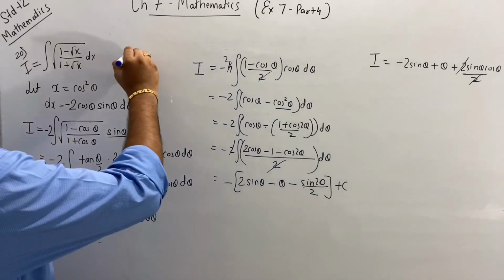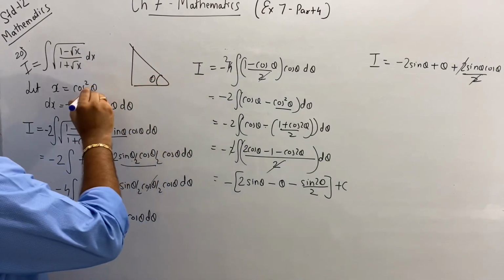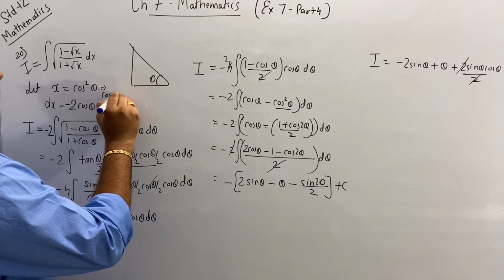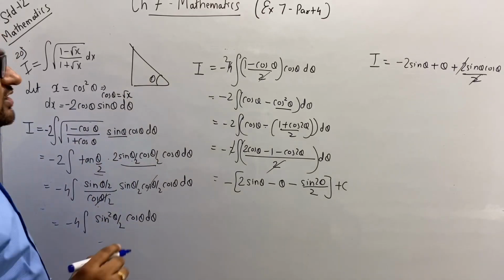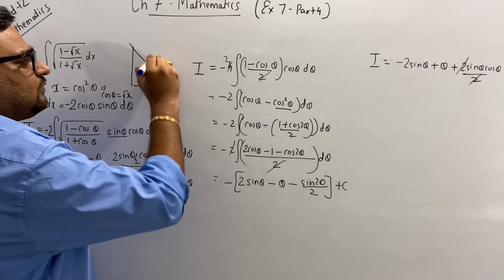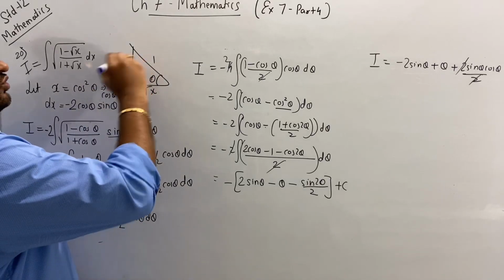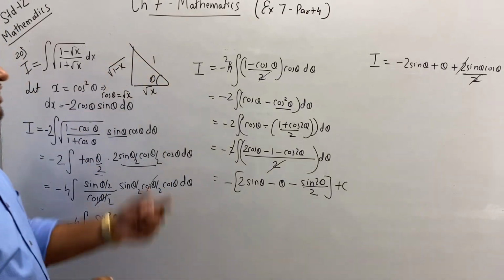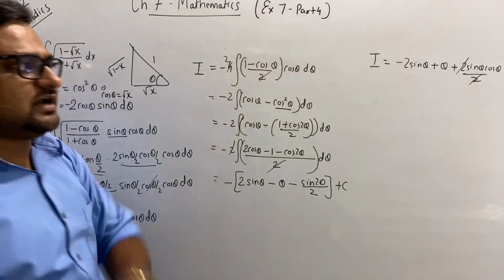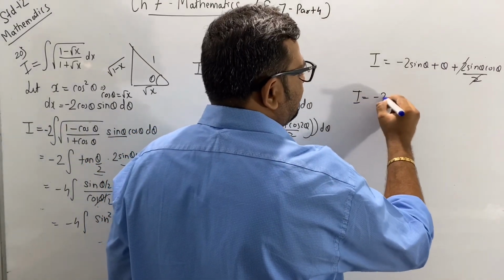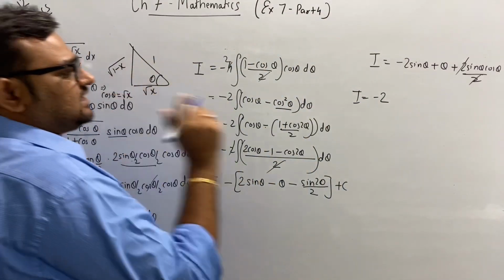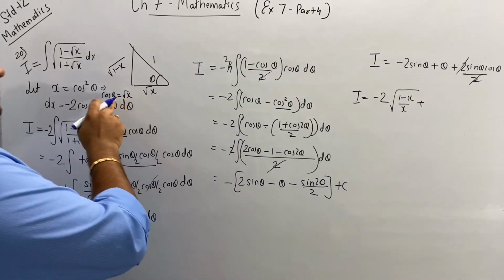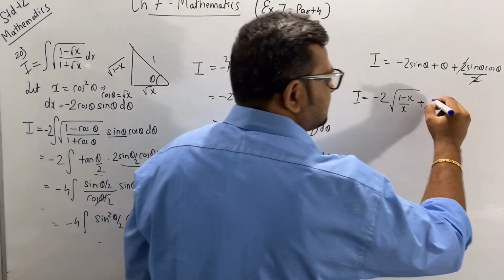Now see, here x is equal to cos square theta. So what does this mean? Cos theta will be equal to root x. So cos theta is adjacent upon hypotenuse. So this will be root of 1 minus root x square, so 1 minus x. Now from this triangle I can put the value of sin theta and cos theta. So it will be equal to minus 2. What is sin theta? Root 1 minus x upon 1. What is theta? Cos inverse root x.